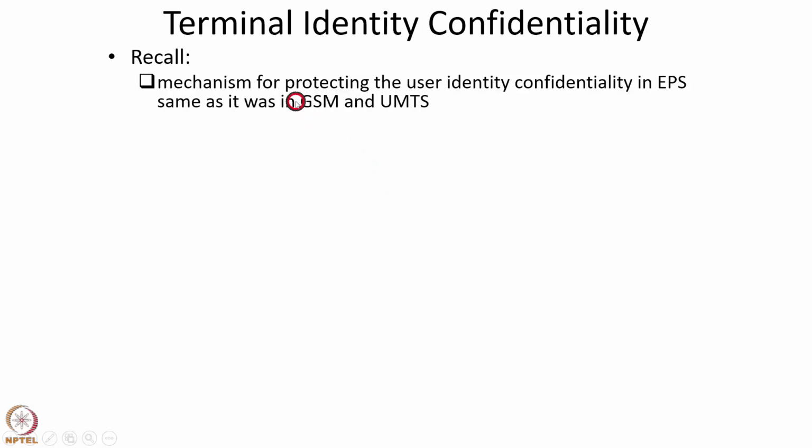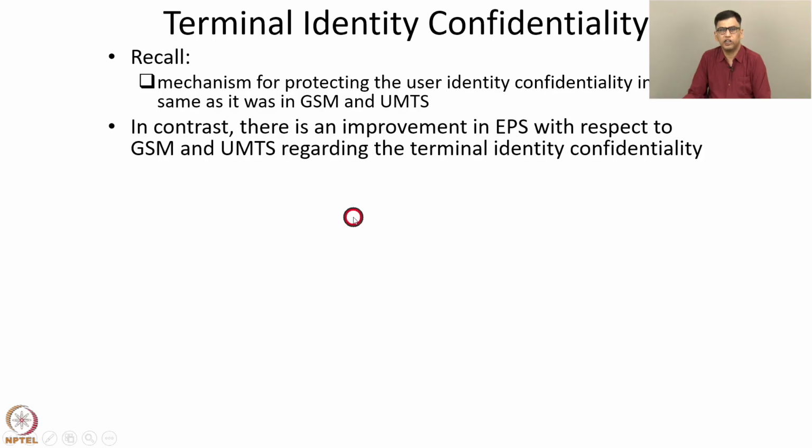Now recall that a mechanism for protecting the user identity confidentiality in EPS is the same as it was in GSM and UMTS. So in EPS, the identifier GUTI is used in place of TMSI, which was used in GSM and UMTS. In contrast, there is an improvement in EPS with respect to GSM and UMTS regarding the terminal identity confidentiality. We will now discuss the process used for terminal identity confidentiality in EPS.